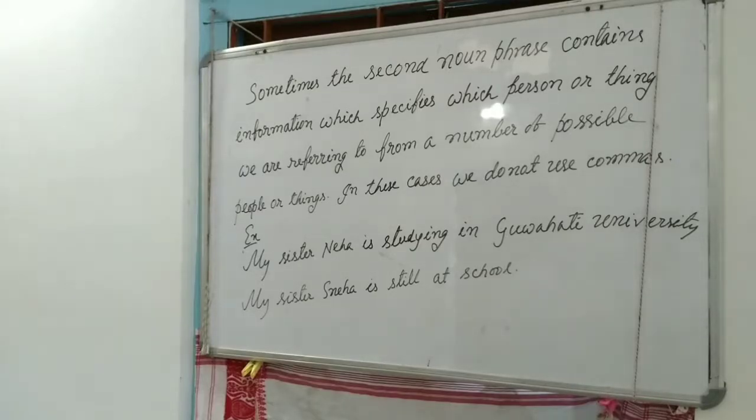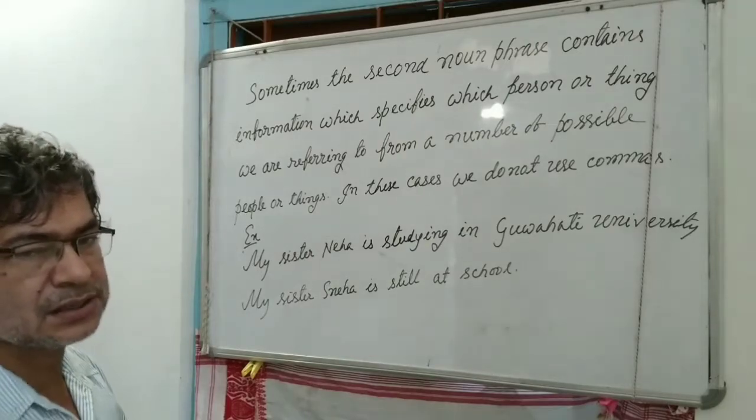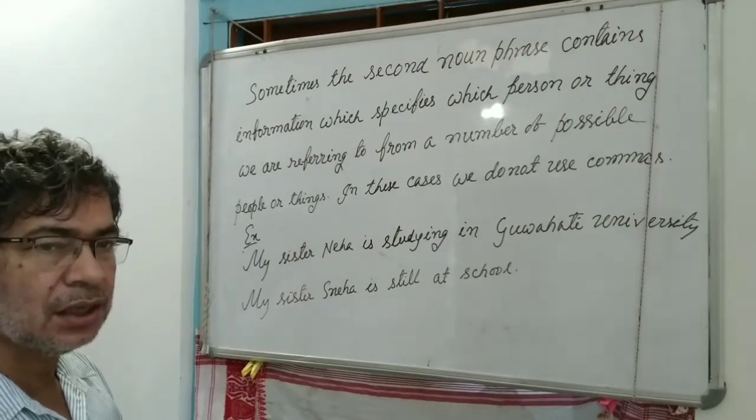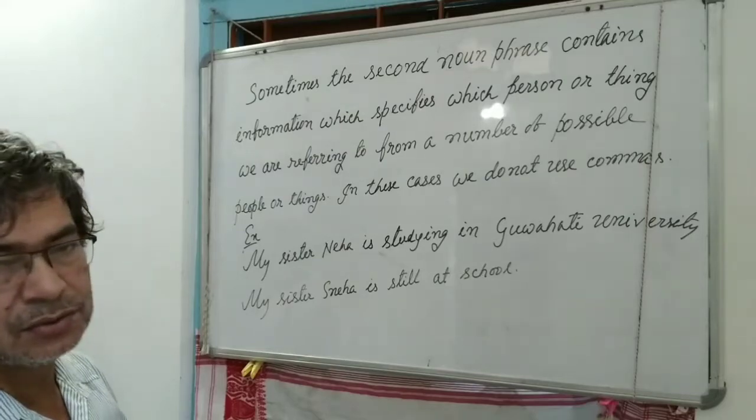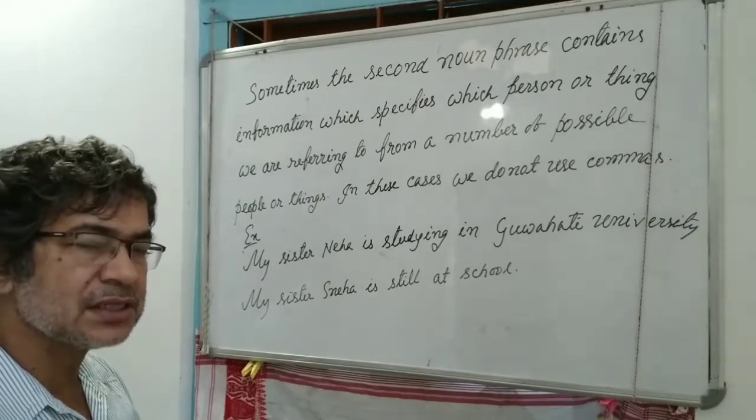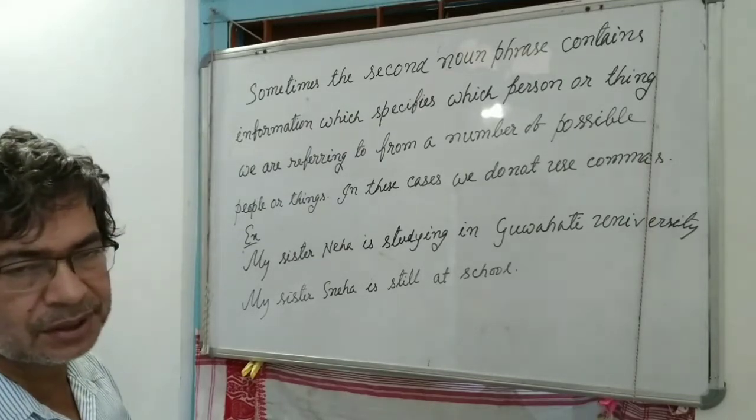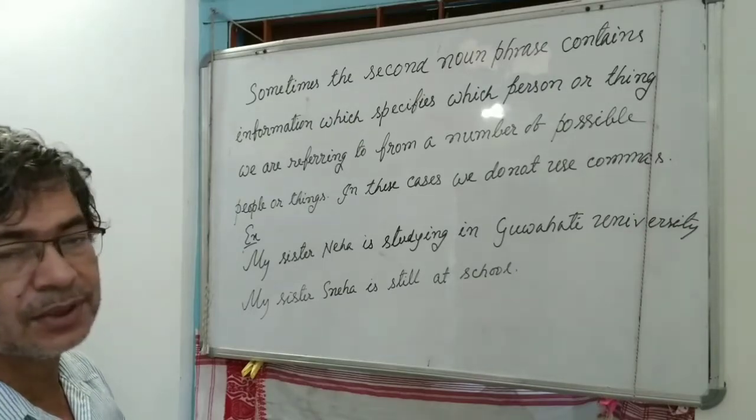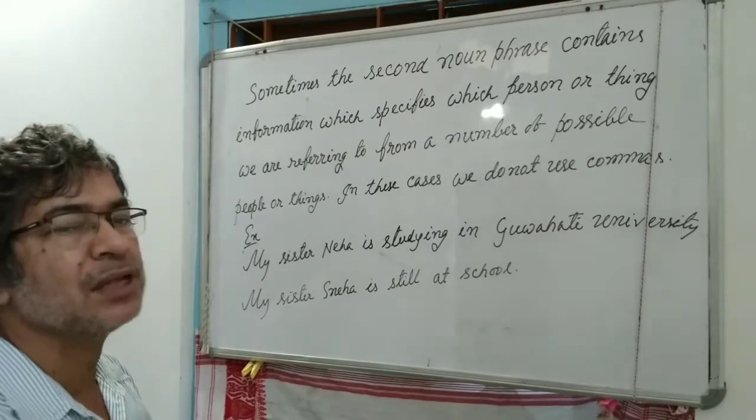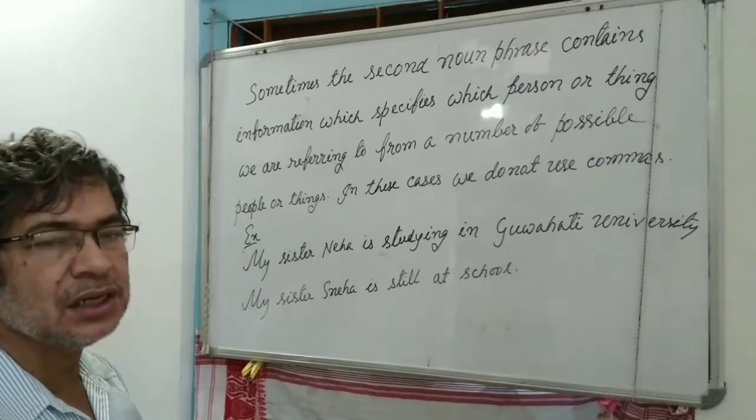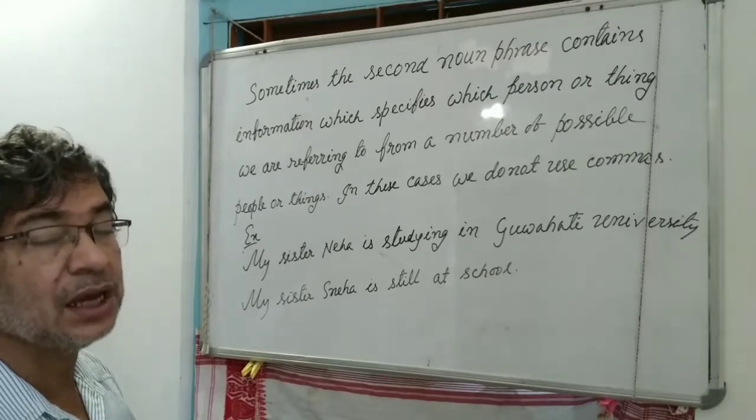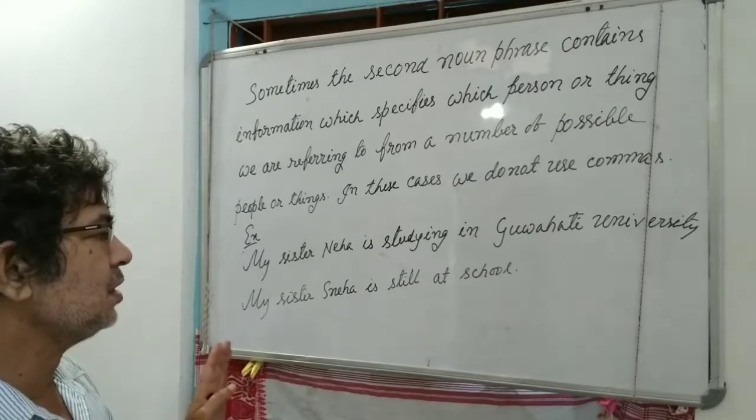Sometimes additional information is necessary to specify a person, because there are a number of things, a number of persons which are alike, which fall in the same category. Then we will have to specify which one is mentioned, which one is indicated, which one is referred to.